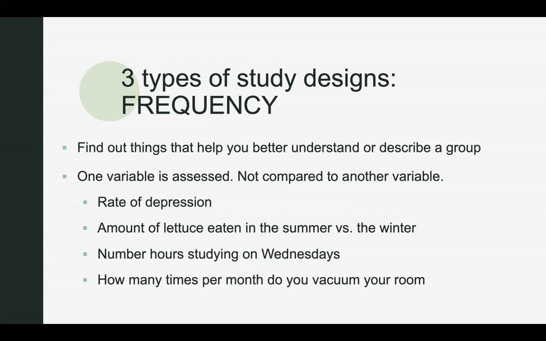How many hours do you study on Wednesdays? That's a frequency. That is one variable we're looking at: how many hours do you study, in a slice of time on Wednesdays. Again, once you start comparing hours studied on Wednesdays versus hours studying on Saturdays, then you're looking at 2 variables, day of the week plus hours studied. That would then be an association study. Right here, we're just looking at number of hours studied on Wednesday. That's a frequency. How many times per month do you vacuum your room? Frequency. That one's really a simple one.